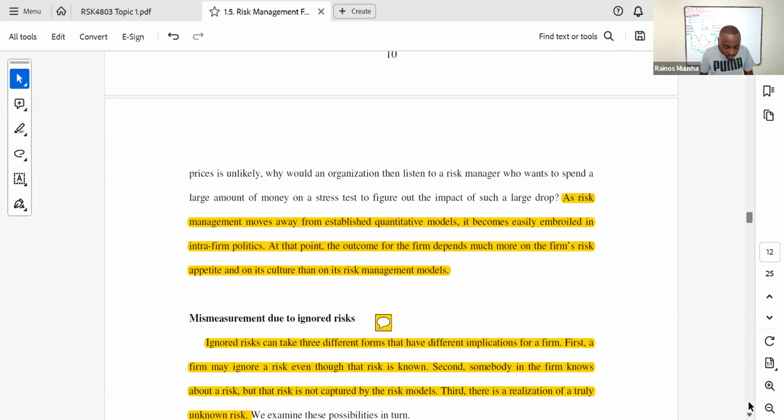So here they also go on to say, as risk management moves away from established quantitative models, it becomes easily embroiled in intra-firm politics. So at that point, the outcome for the firm depends much more on the firm's risk appetite and on its culture than on its risk management models.